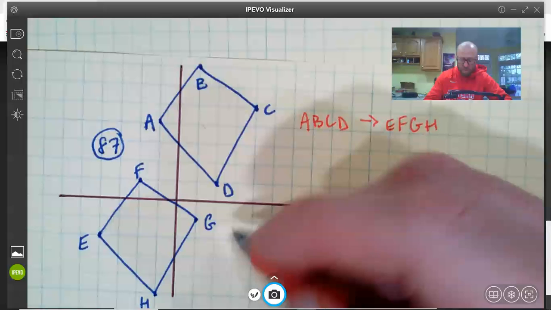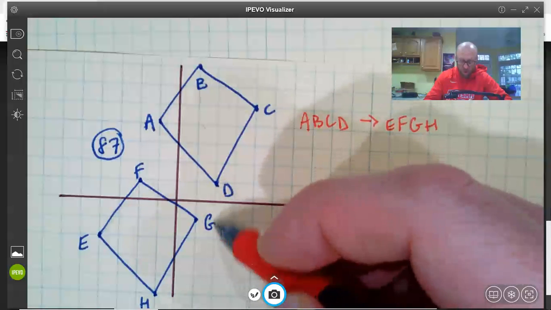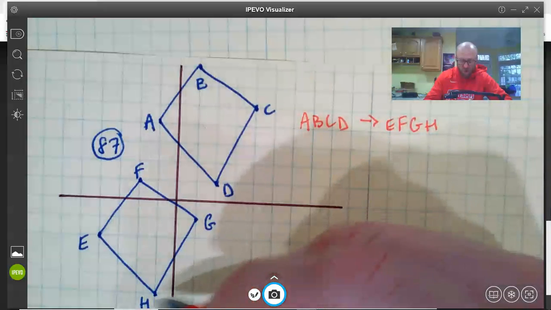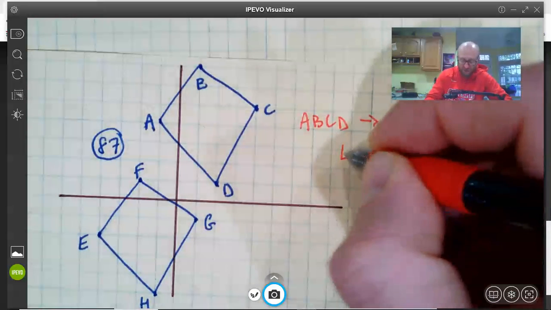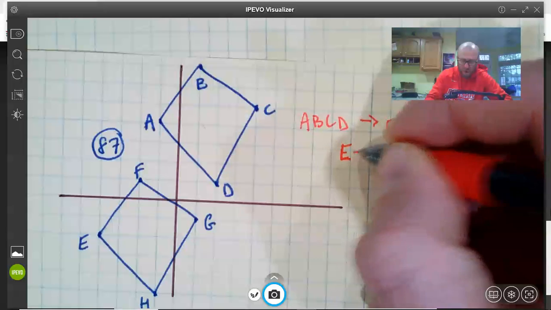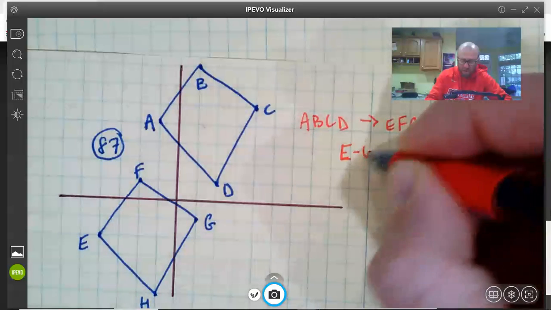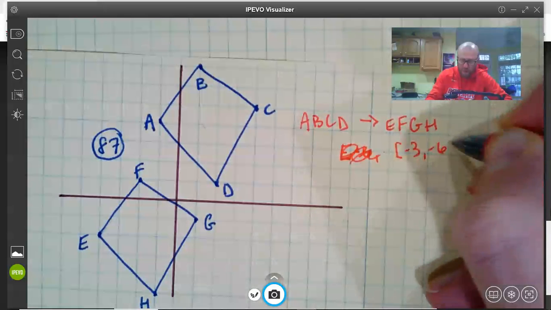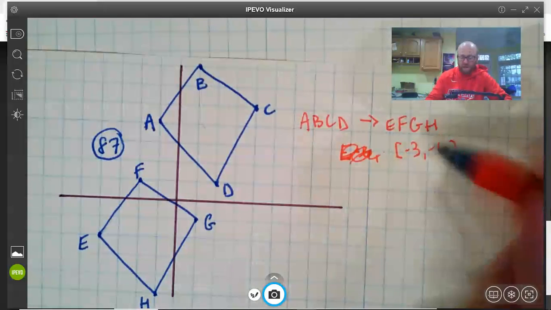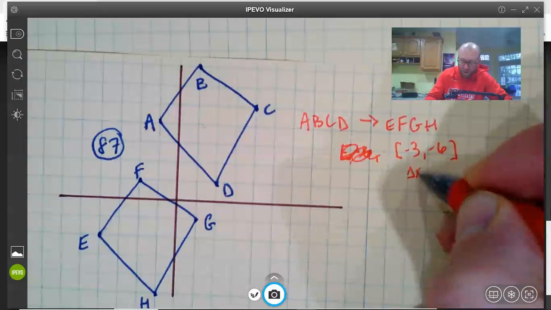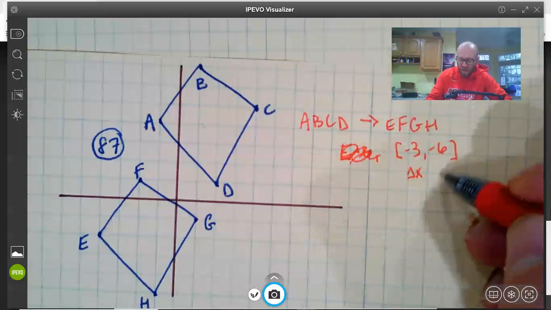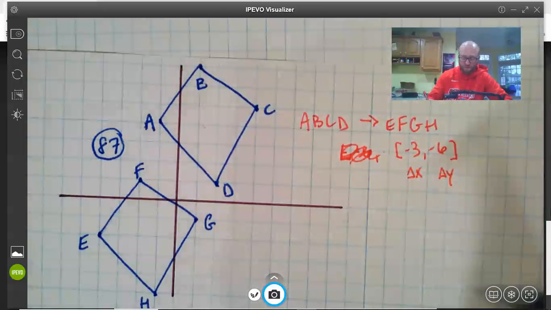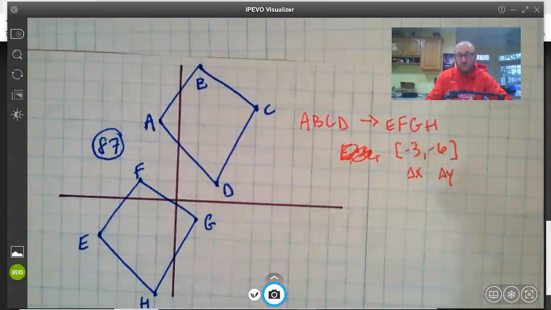So from here to here, we have to go down 1, 2, 3, 4, 5, 6, and left 1, 2, 3. So the vector would be -3, -6. So the first part of the vector is your left-right movement, your change in x. The next part of the vector is your up-down movement, your change in y. And that should be the same for every point, by the way.